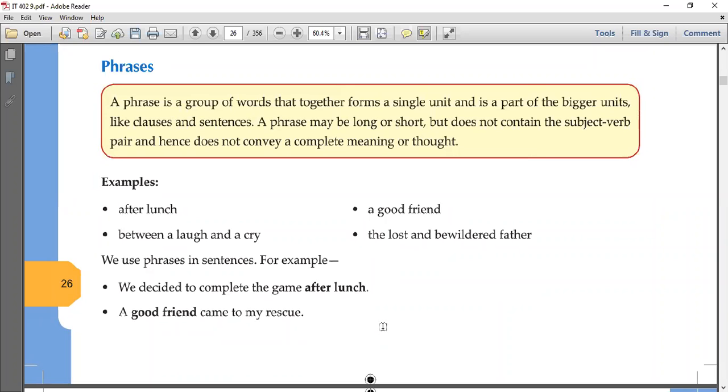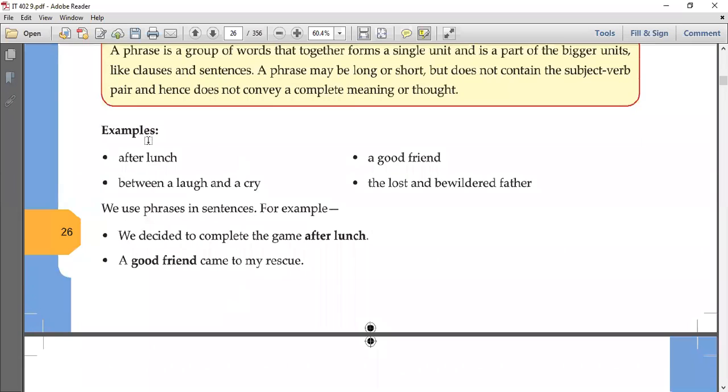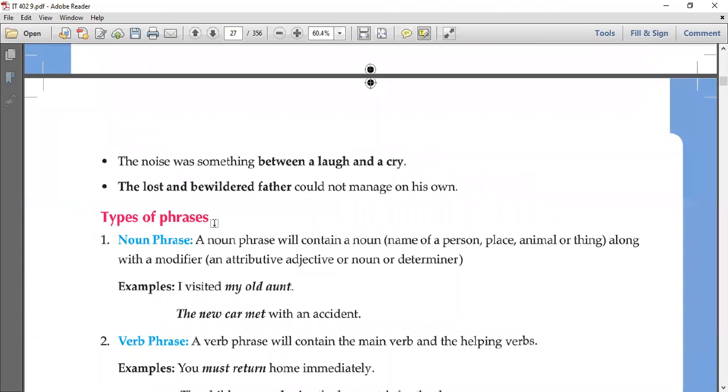A phrase may be long also, it can be short also, but it does not have the subject verb pair, right? Subject होता है कर्ता, जो किसी भी सेंटेंस में क्या एक्शन हो रहा है, तो एक्शन करने वाला जो, that is subject, right? And if you write one phrase, it doesn't convey full meaning to somebody, right? So phrases are used with sentences, they are used inside a sentence, right?